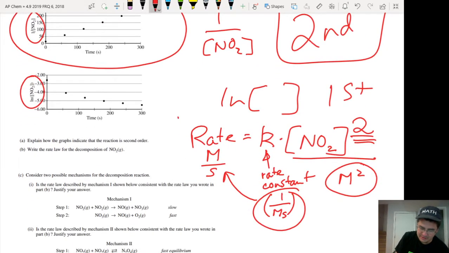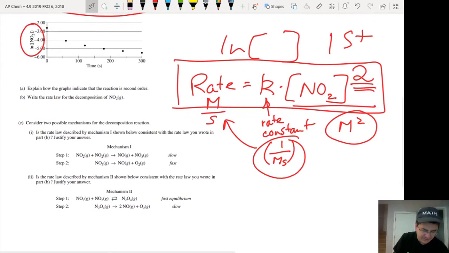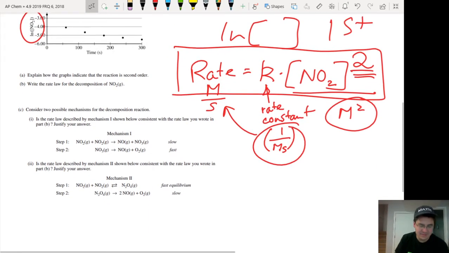We wrote the rate law, which, again, if it's second order, all that means is the exponent is 2. So then we get to the tricky part. It says consider two possible mechanisms. This is the last question, C. Two possible mechanisms. And again, a mechanism is a step-by-step process of how the reaction actually occurs.